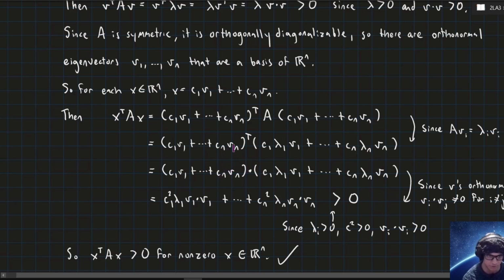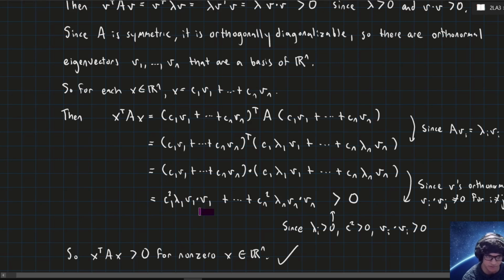then I'll get a lot of terms, right, but most of them will turn to 0. We'll get a lot that's vi dot vj, where i is not equal to j. But since we know the eigenvectors are orthogonal, each of these dot products will disappear. So most of the terms in this expansion will disappear. The only ones that will remain will be when I'm dotting vi with itself.